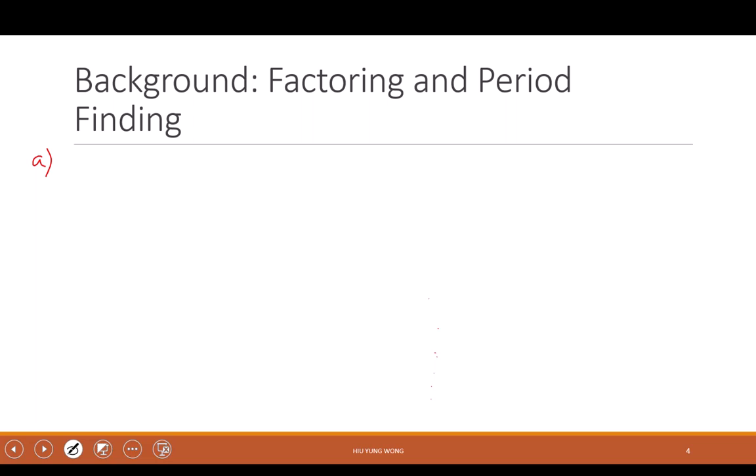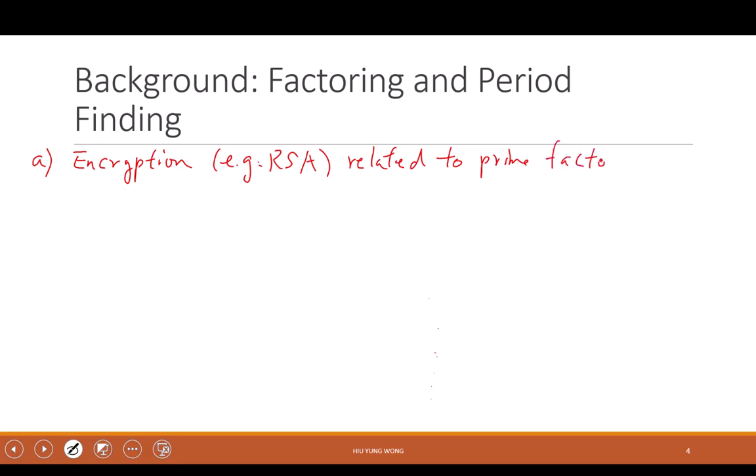Now, encryption, of course, is very important. There are many different types of encryption, but the most popular and effective one nowadays is related to prime value factorization, or prime factorization. For example, the so-called RSA. I think it's named after the initials of the inventors' last names. They wrote a paper. There are different types of RSA, but it's related to prime factorization. If you're interested, go to Wikipedia and take a look at why this is related to prime factorization.